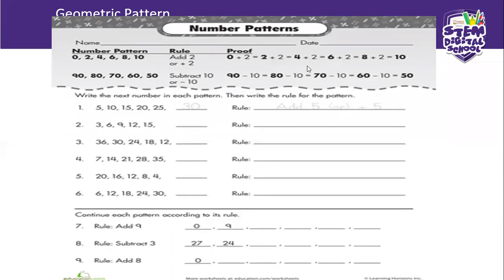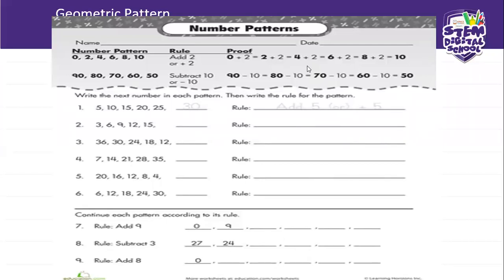Hello. The first one, it's times 5. It's a 5 times table, and the rule is add 5. And that last question, the answer there is 30. And the rule is add 5.